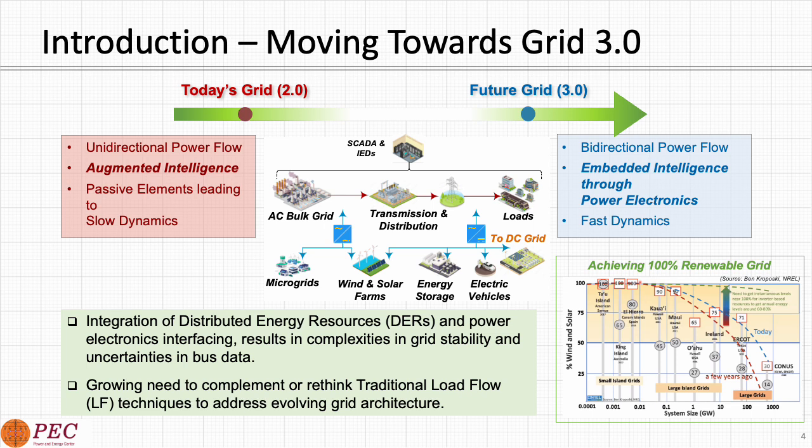There's a stark contrast between the future grid and today's grid in terms of decentralized bidirectional power flow versus centralized unidirectional power flow. In future grid, there is embedded intelligence through power electronics, whereas in today's grid, augmented intelligence through SCADA and IEDs. In the future grid, we have fast dynamics versus in today's grid, there is slow dynamics due to passive elements. So there is a growing need to complement or rethink traditional load flow techniques to address this evolving grid nature and architecture.